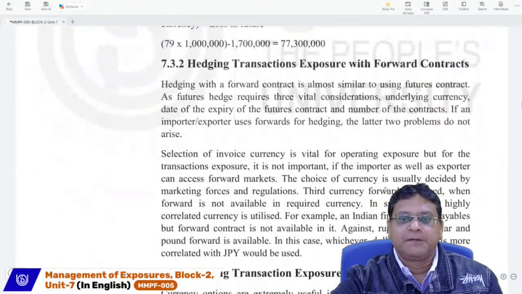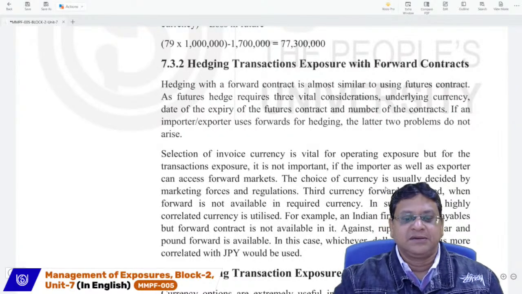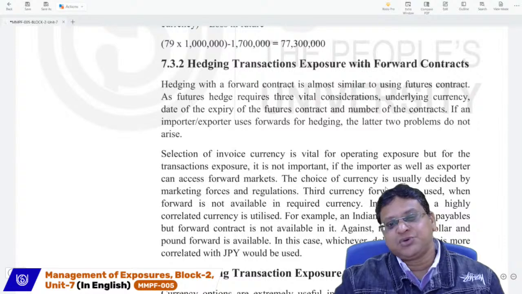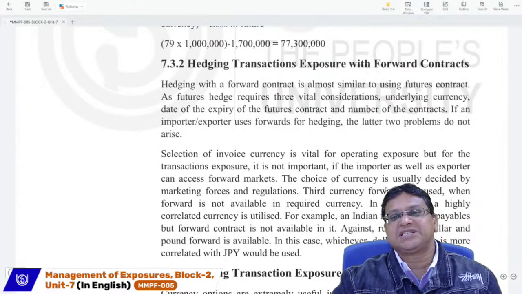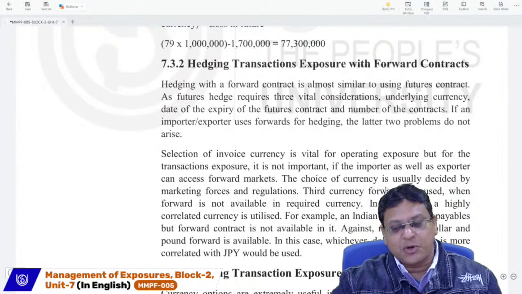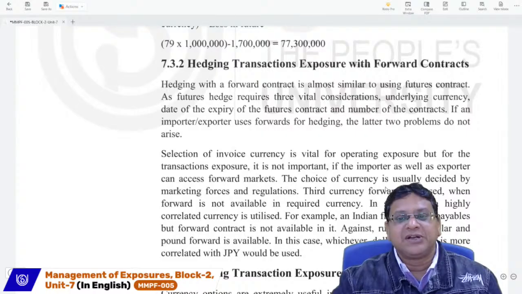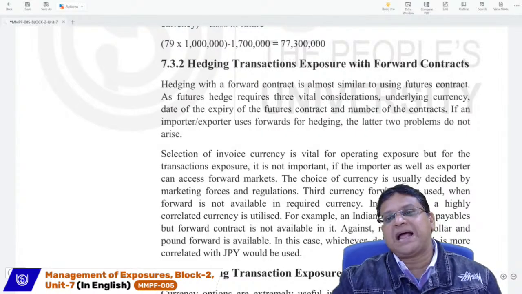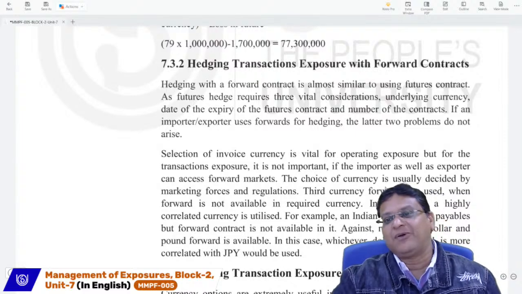Next one is hedging transaction exposure with forward contract. We know that there is no difference between forward and futures. Only those forward contracts which are standardized and exchange traded are known as future contract. But future contracts of all currencies are normally not available. In that case, we have to make private arrangements for entering into contracts. Those privately made derivative contracts are known as forward contracts. So forward contracts are privately made contracts.